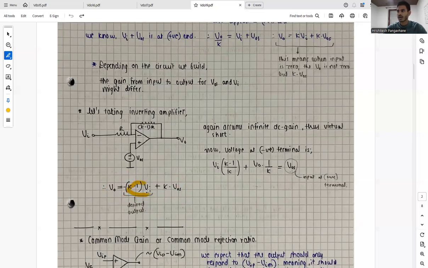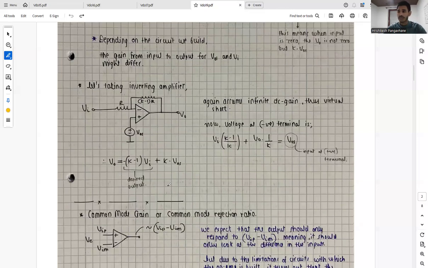So this is our desired output, but at the same time, when Vi is 0, the output will not be equal to 0, but it will be K times VOS. And we said that it's not necessary that the gain should be the same for Vi and VOS. So this is the case.